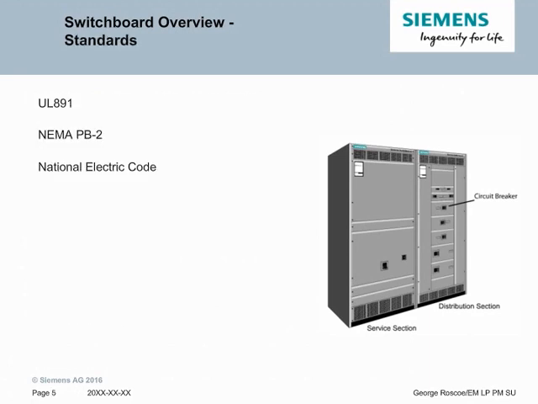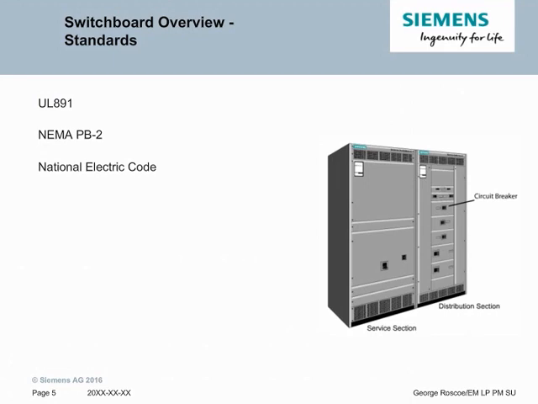There are two major standards that switchboards follow. Namely, the main standard bearer for the United States is UL 891. That is the standard for switchboards that us and all competitors comply with. Secondly, there's an offshoot of it, NEMA PB2, which is the NEMA definition of a switchboard.